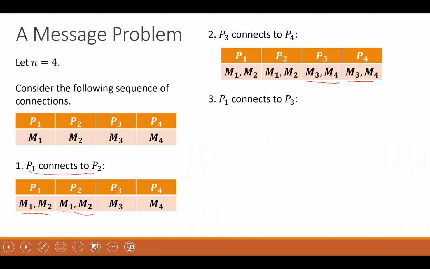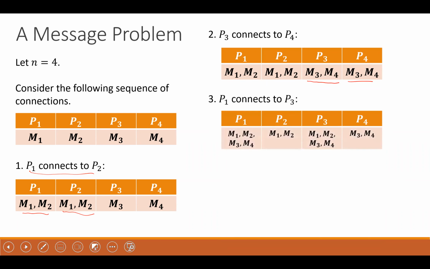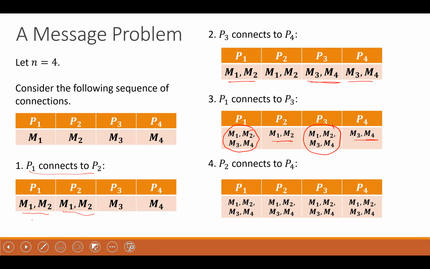All right, now let's connect P1 to P3. P1 has messages 1 and 2, and P3 has messages 3 and 4. So now P1 and P3 both have all of the messages. We've almost solved the problem. All we have left is P2 and P4. So the final connection, P2 connects to P4. And now everyone has every message, and my algorithm's done. Okay, good questions on that? Pretty straightforward. So this solves the problem for 4 people.